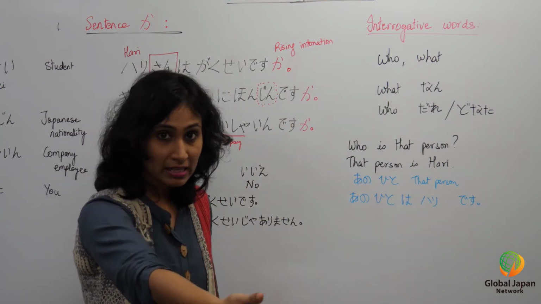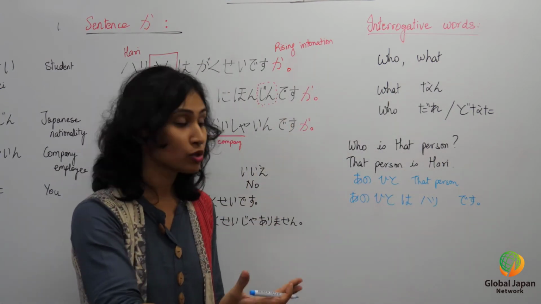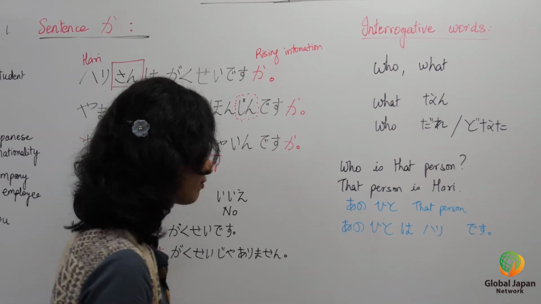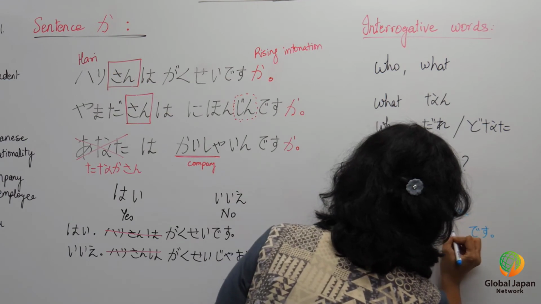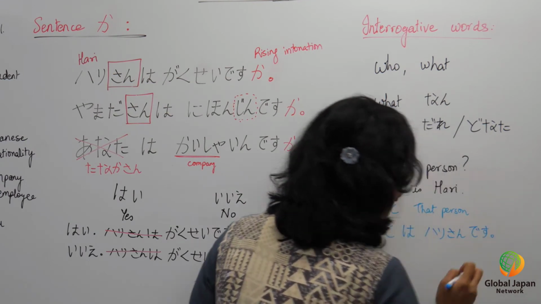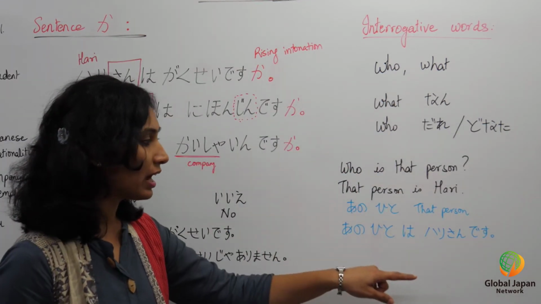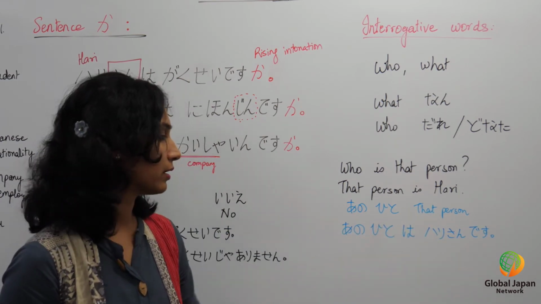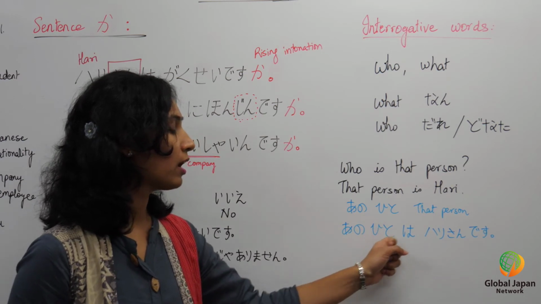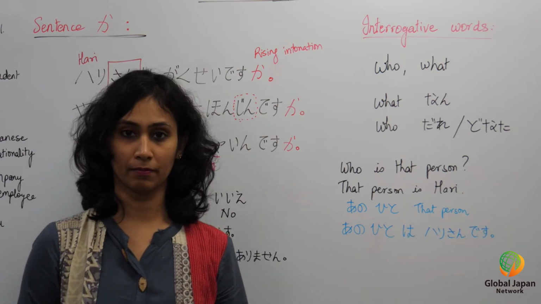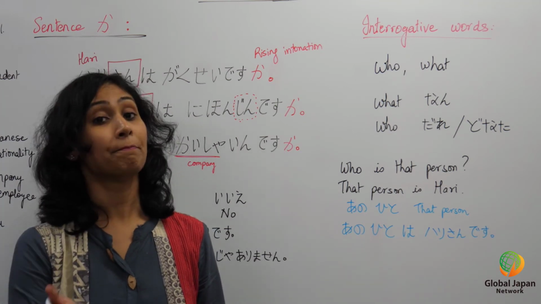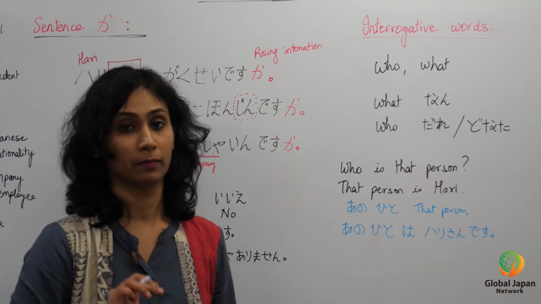Hari is someone else, and when you are calling someone else, you can't just tell Hari, you have to attach the name suffix, and that will be san. For now, we are not going to see application of the other name suffixes. Let's just stick to san. Ano hito wa Hari-san desu. This is a statement. Now, let's make this into a question.